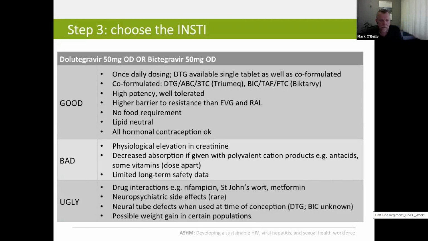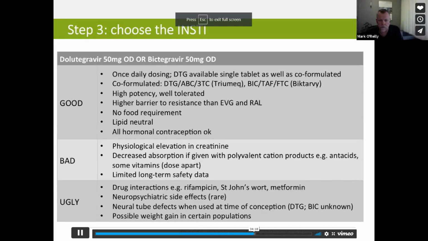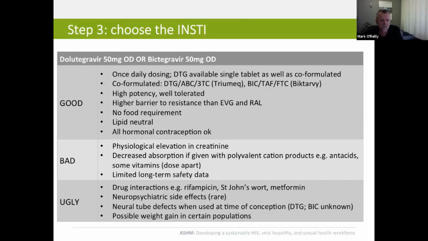Dolutegravir was listed on the PBS in 2014 and bictegravir last year, 2019. And so we don't have the long-term safety profile data that we do for a lot of other HIV medications. Drug-drug interactions are a significant consideration when it comes to these medications. So there are significant interactions with rifampicin, St. John's wort, and metformin. We know that dolutegravir blocks excretion of metformin and increases its concentration. So it's important to be aware of that and dose adjust the metformin. Neuropsychiatric side effects such as low mood and insomnia can occur, though they're considered rare.